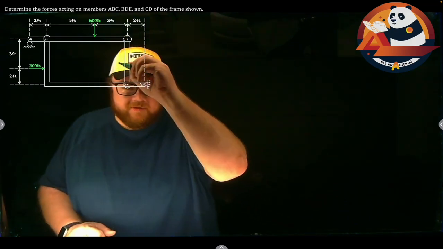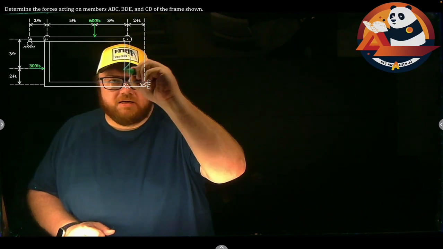On A, B, C, I'd have things at A, at the roller, my internal connection at B, my 600-pound force, and at C. That's a 4-force member. Definitely not a 2-force member. B, D, E has things at B, 300 pounds, D, and E, also a 4-force member. Member C, D, though, has things only at C, only at D. We should be able to say this is a 2-force member. So I'm just going to put a big 2 on it to help me remember that.